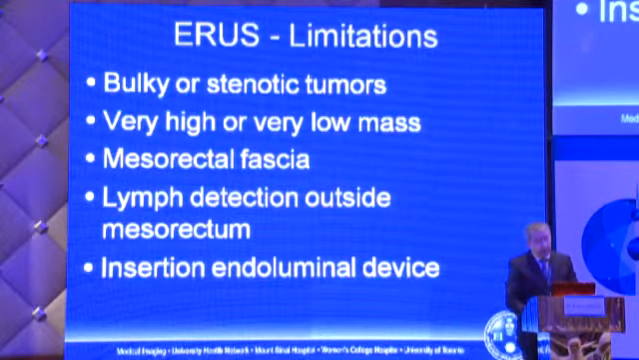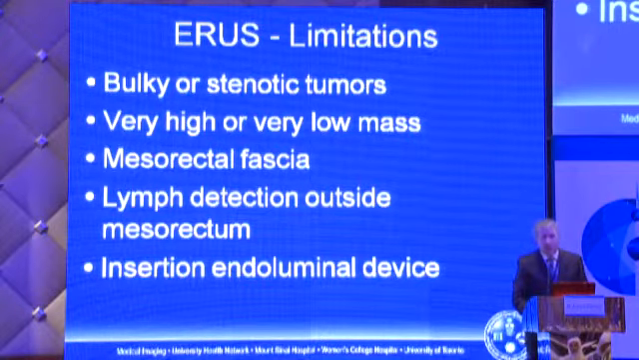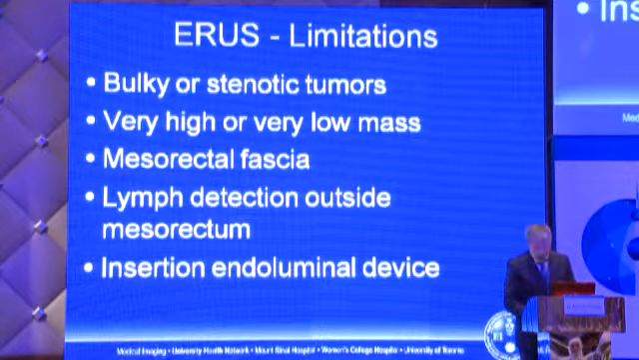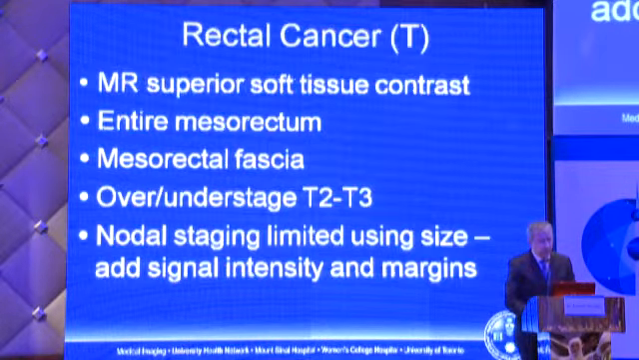So, limitations of endorectal ultrasound, there are many. It's a subjective study. There's a big operator variability. It's limited with bulky or stenotic disease. It's limited with very high or very low tumors. We can't see the mesorectal fascia well. Lymph node detection is poor unless they're very close to the rectum, and it involves insertion of an endoluminal device, which can be distinctly uncomfortable for the patient.